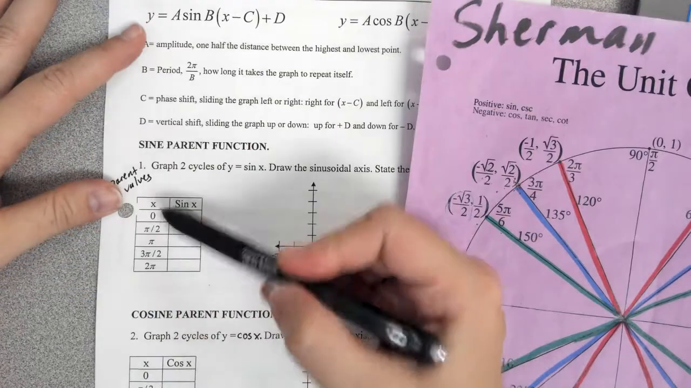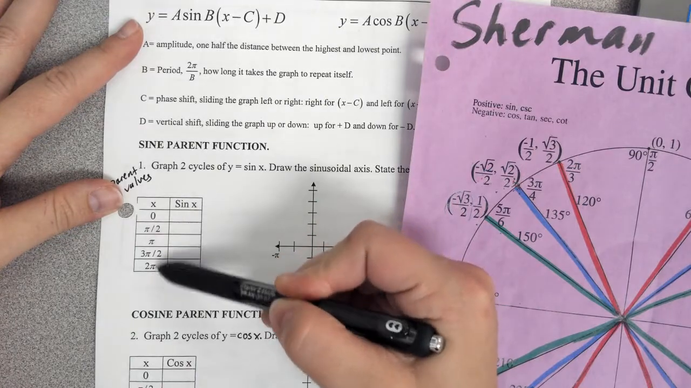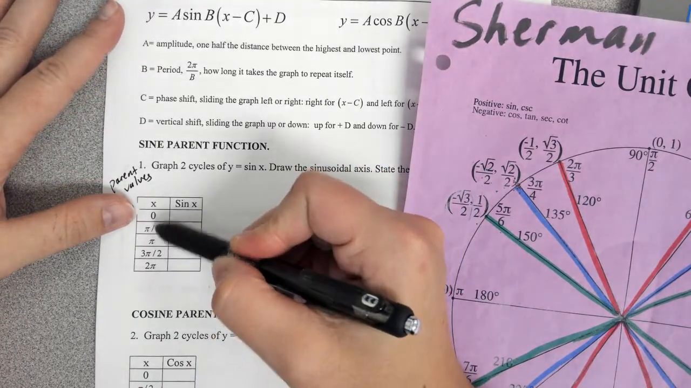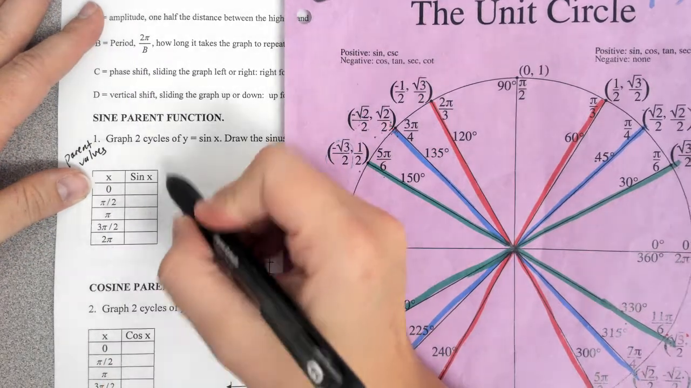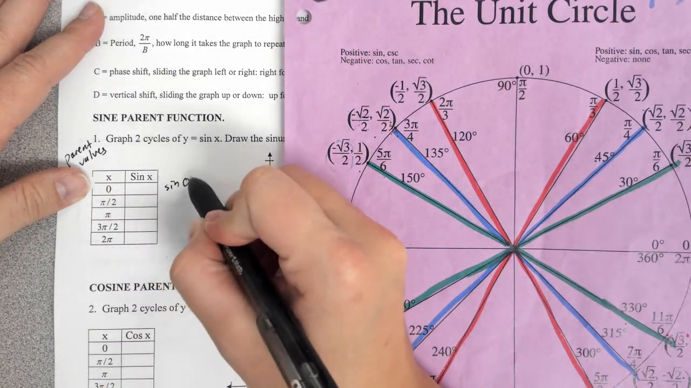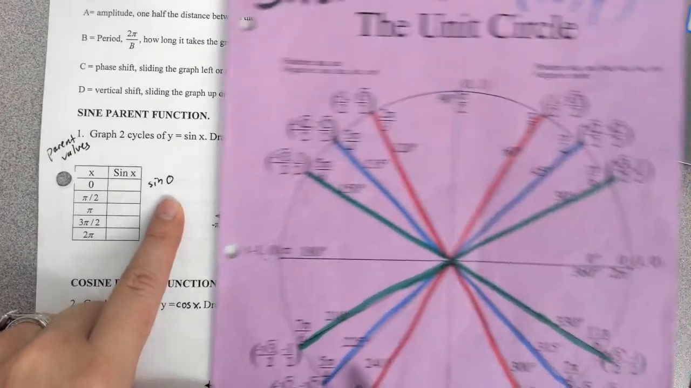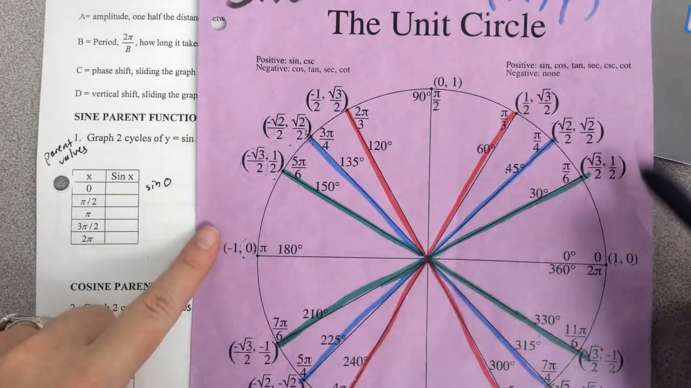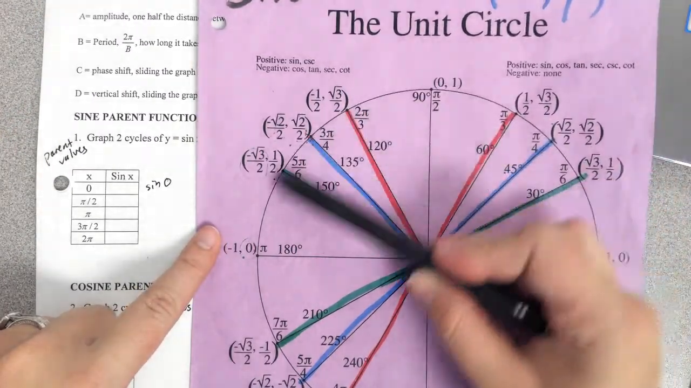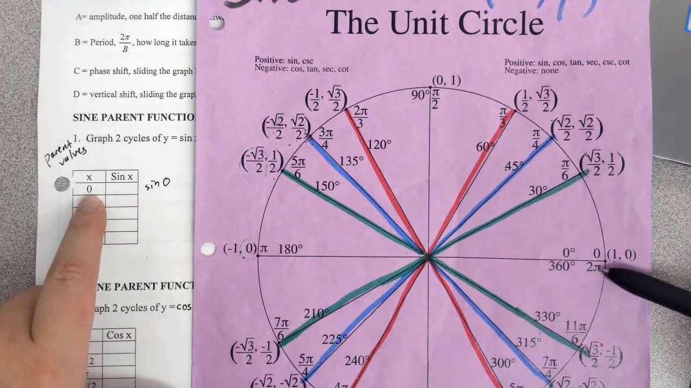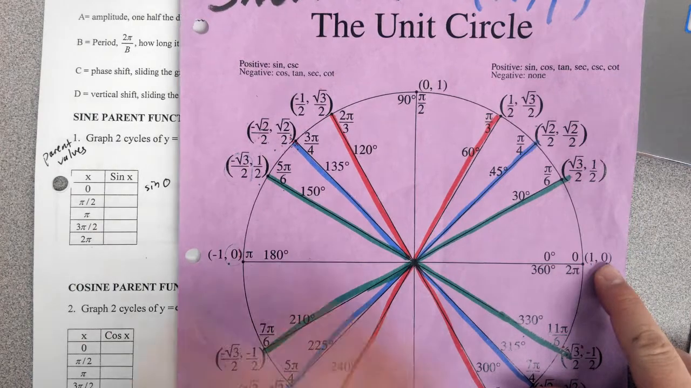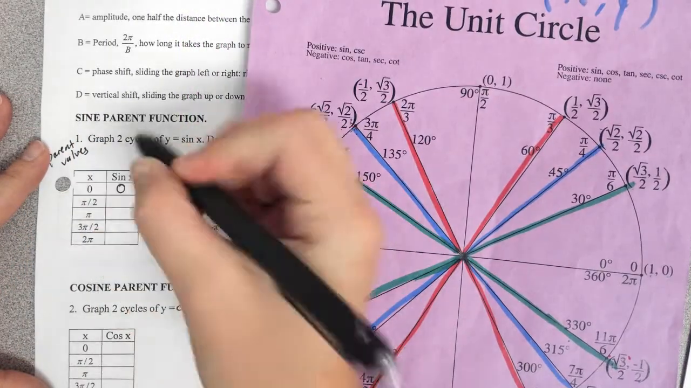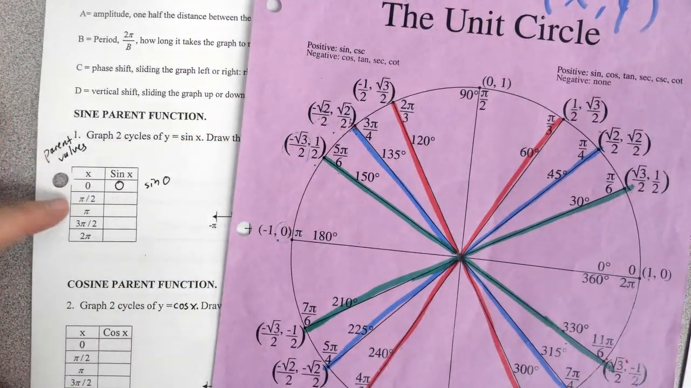Now, in order to do this, we're going to use these x values as our thetas, and we're going to evaluate using our unit circle. So for the first problem, I'm doing sine of 0. Now, think back to our unit circle. Sine was always the y coordinates. So sine, if I go to a theta of 0, would be here. The y coordinate would be 0. So I'm going to fill that in as the sine of 0 is 0.